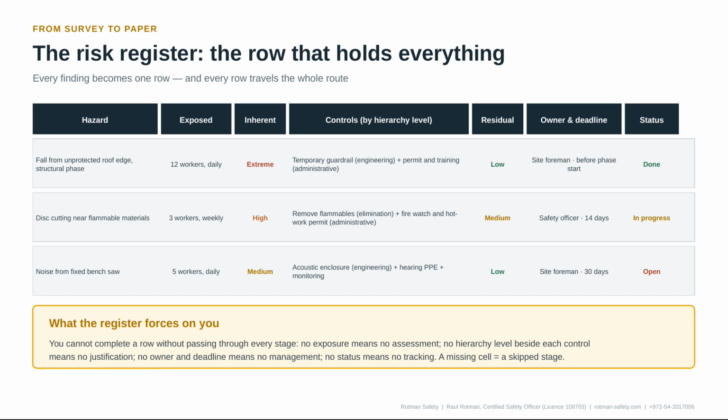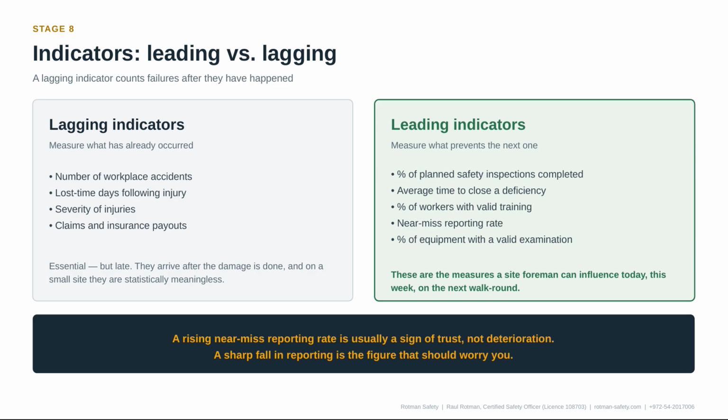The translation itself takes the form of a register. Every finding becomes one row: the hazard, the number of people exposed, the inherent assessment, the controls chosen, each one labeled with its hierarchy level, the residual risk, an owner, a deadline, and a status. You cannot complete a row without passing through every stage. A missing cell is a skipped stage. From there, we move to measurement.